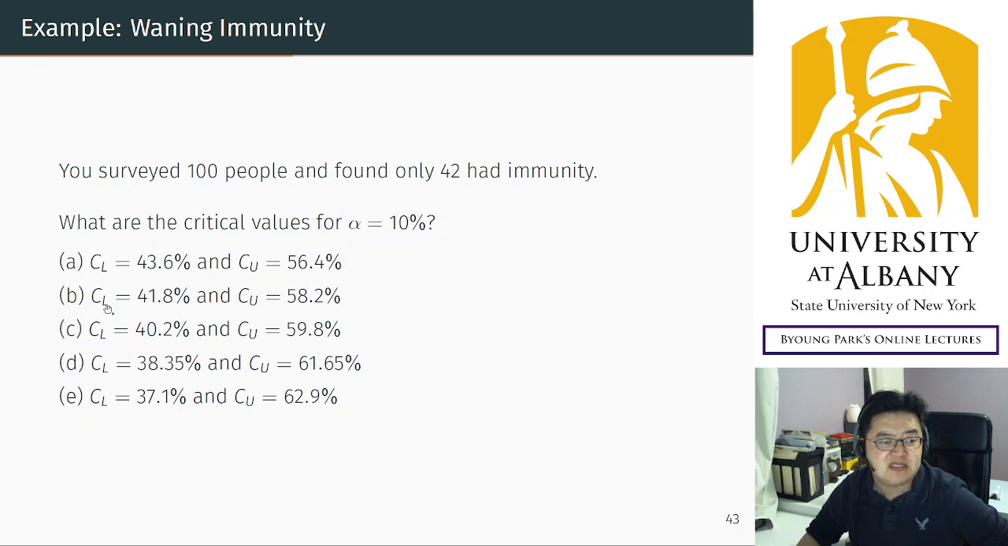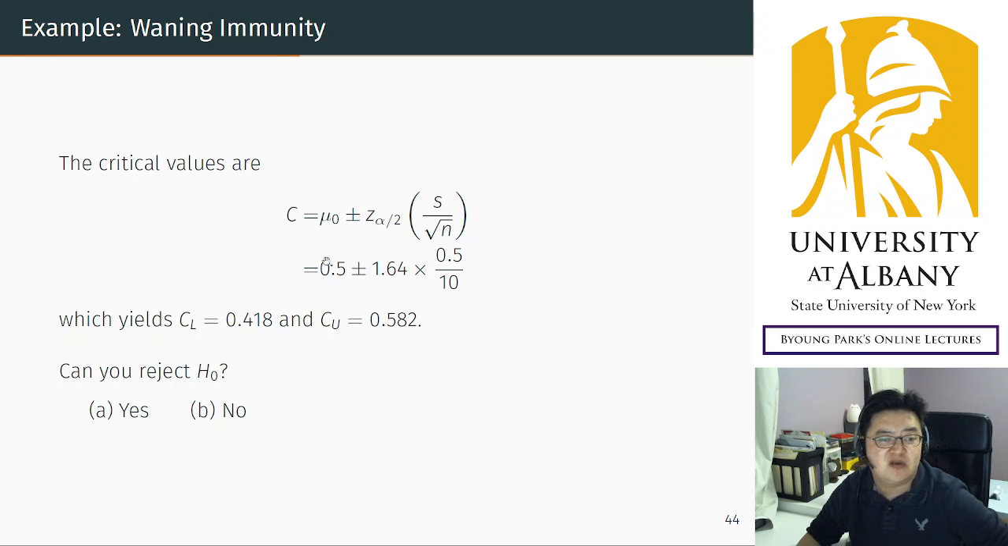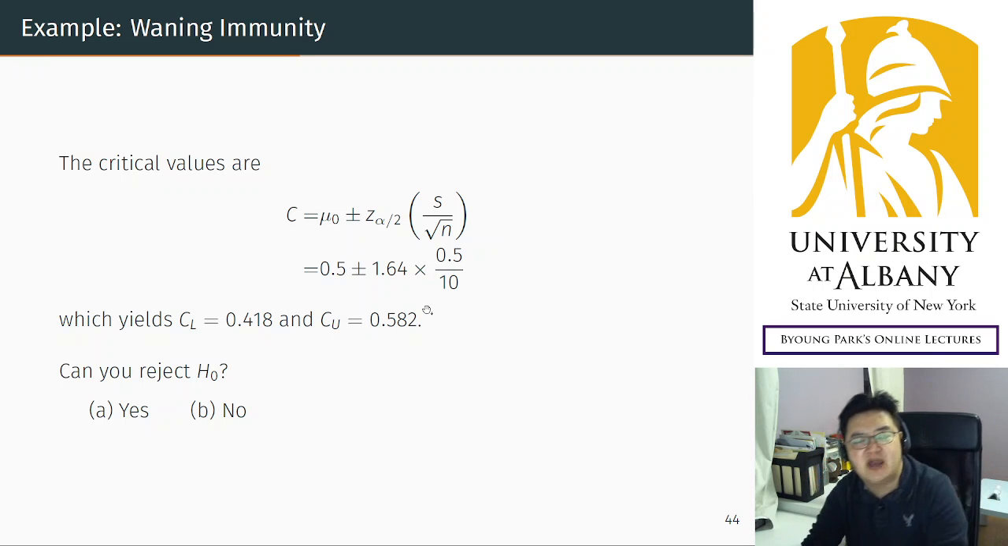B. B is the answer, because critical values are calculated this way. Mu 0 is 0.5 in the null hypothesis, and the z value is 1.64, which is implied by the 10% significance level. And the standard deviation, S, is calculated as 0.5, and the sample size was 100. So if you calculate this number, you will get 41.8% up to 58.2%. So you believe it is 50%, but you allow plus minus 8.2% points.